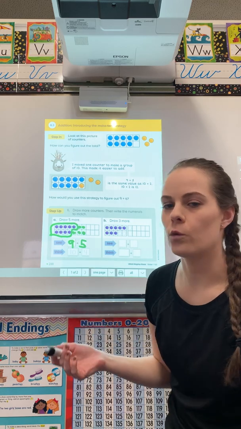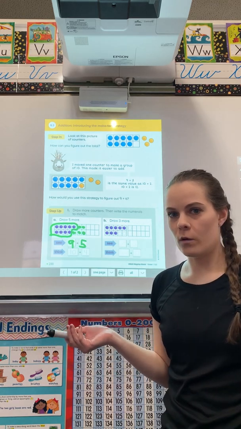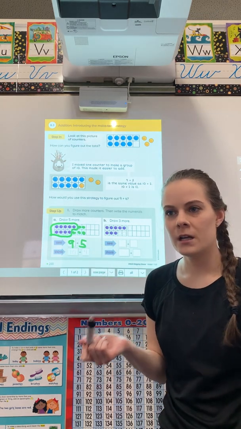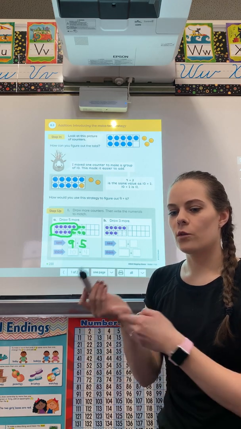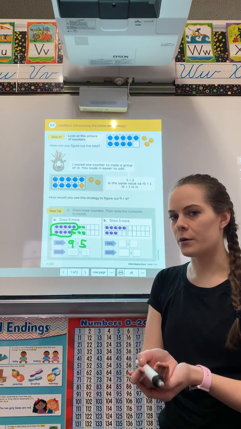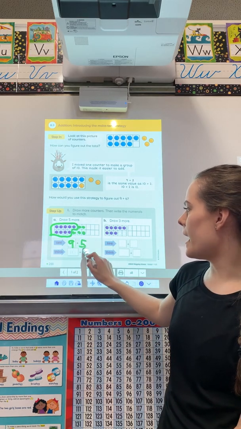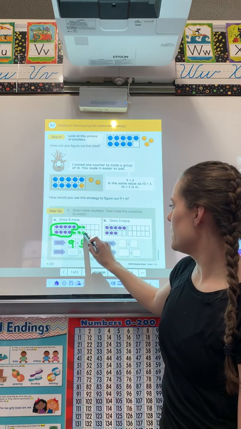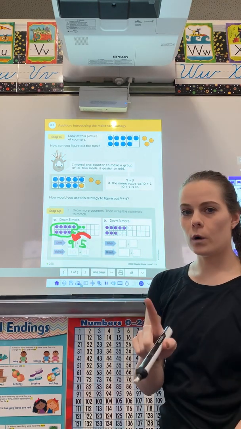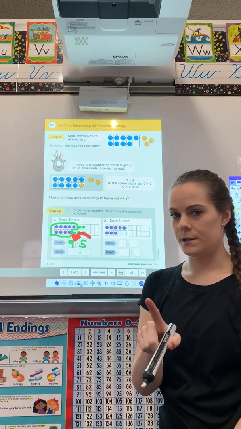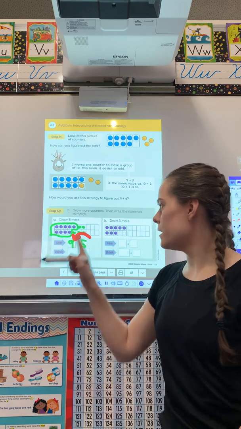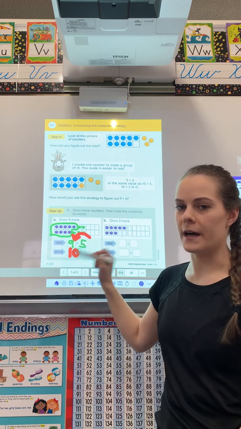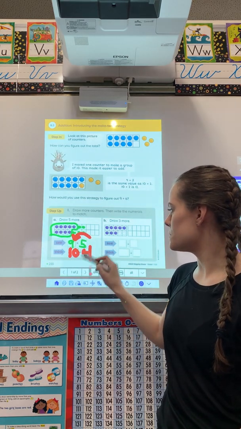But I can't just add on a 1 to make 10. Where would I get that 1 from? I get it from my other number, from that 5. I'm taking it away in order to add over to my other number. So I'm taking this 5, let's use red, and I'm moving one of my 1s from the 5 to the 9 to make 10. Since I took 1 away from the 5, this becomes a 4.